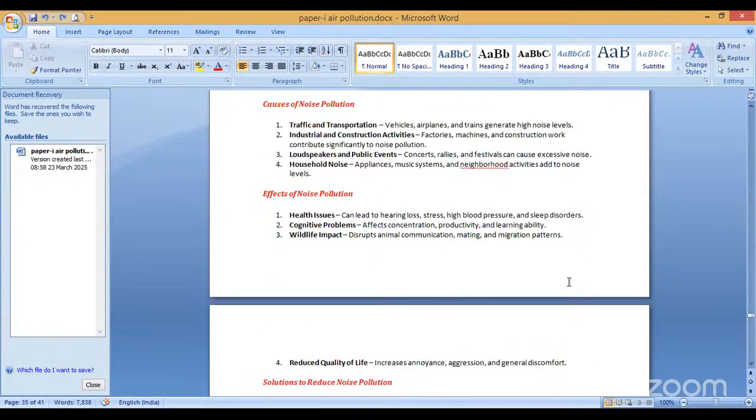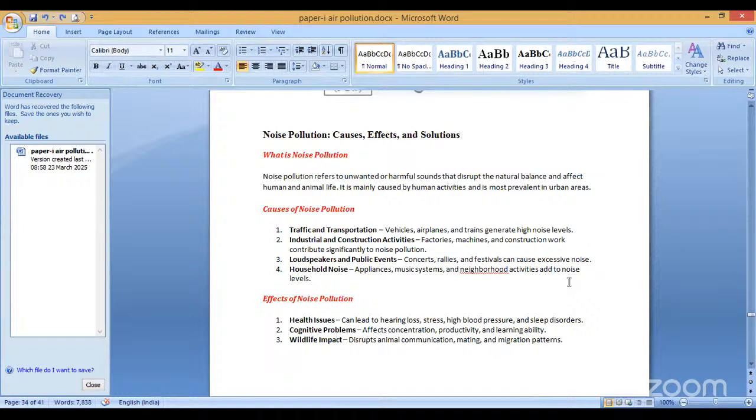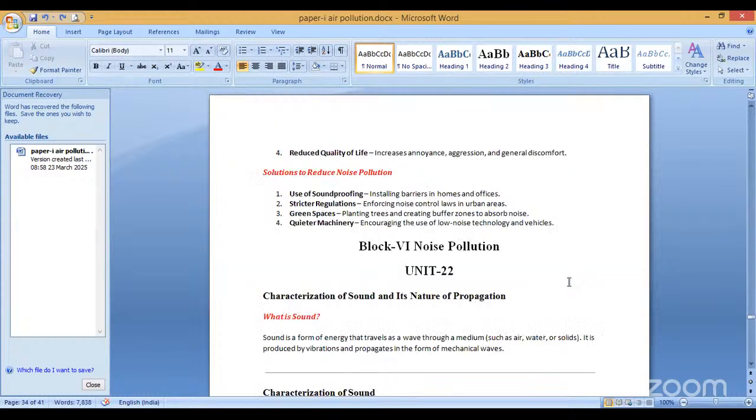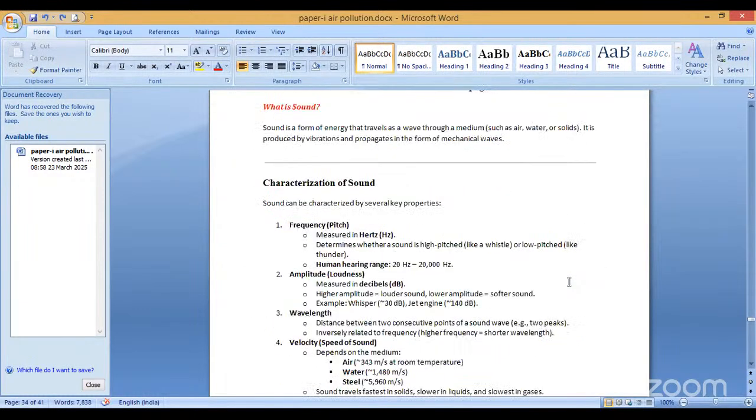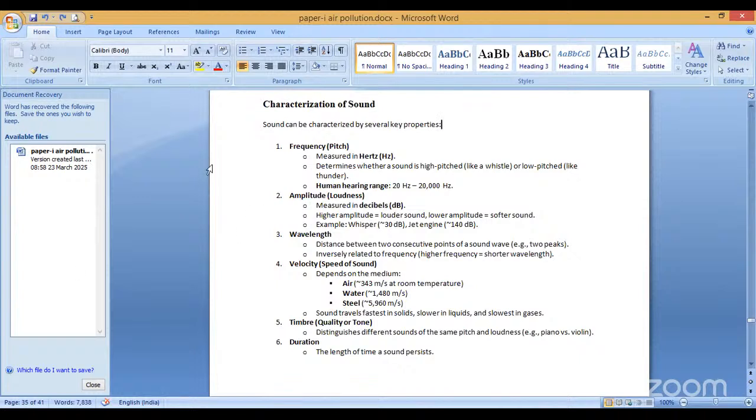In the above lines, we discussed the definition of noise. Noise pollution refers to unwanted, harmful sounds that disturb the natural balance and affect human and animal life. It is mainly caused by human activities and is most prevalent in urban areas. This is the noise definition, and that was the sound definition. Then coming to the next one, characterization of sound.